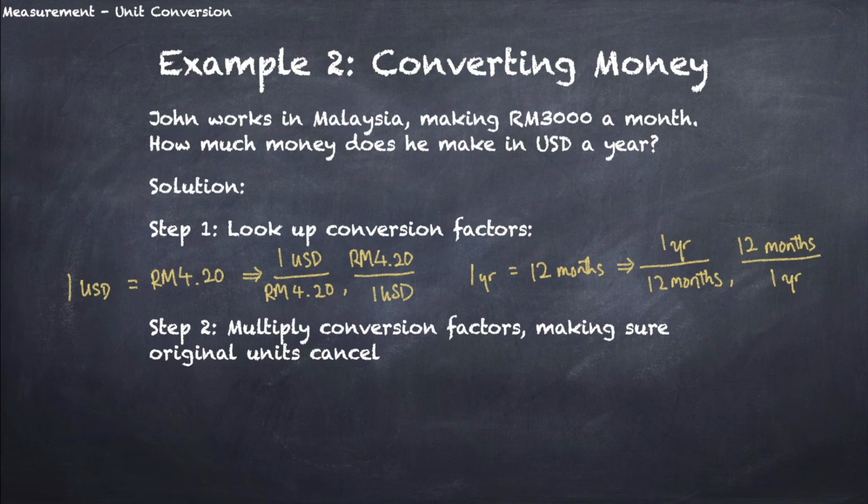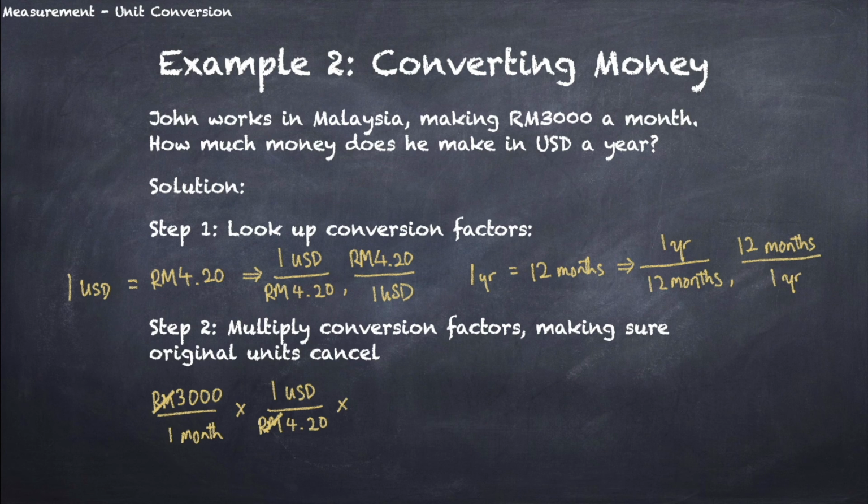If John is making RM 3,000 a month, we can express this as RM 3,000 over 1 month. First, let's convert from RM to USD. To cancel the units RM, we choose 1 USD over RM 4.20 as our conversion factor. This way, the RM in this numerator cancels with the RM in this denominator, and we only have USD left.